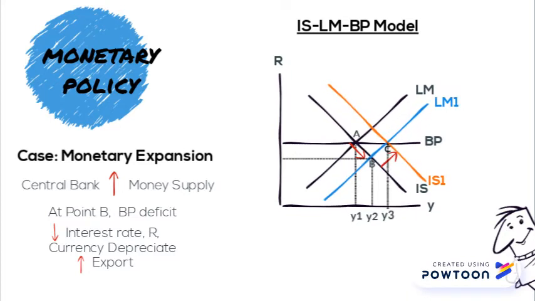The equilibrium point moves from B to C. The real income increases from Y1 to Y2 to Y3. This shows that monetary policy is at maximum effectiveness.